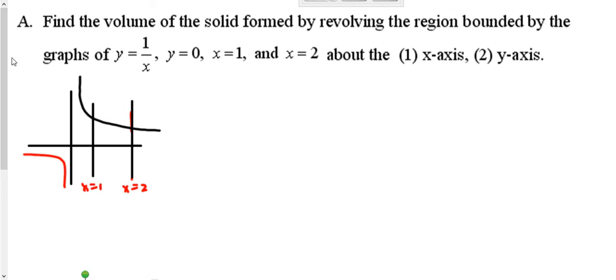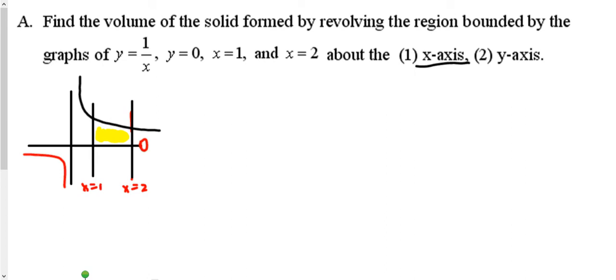All right, so our region is this region right here. Okay, that's our region. We're going to revolve that. First, we'll revolve it about the x-axis. Okay, so we go about the x-axis.